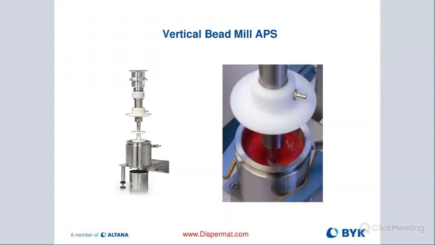Vertical bead mill APS, that's really for smaller volumes. That's a lab scale model right here that again would fit up onto our Dispermat. Here is our milling disc. We have a cover. We have a container that is separated with the screen on the bottom and the drain plug. And then we have a container below.